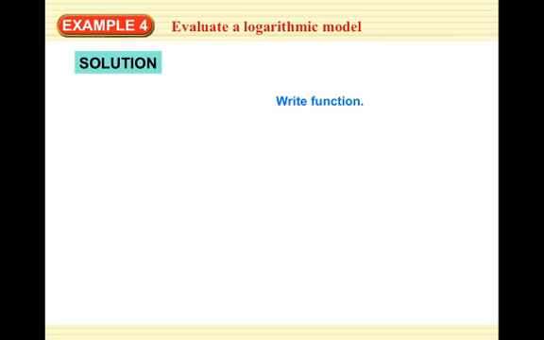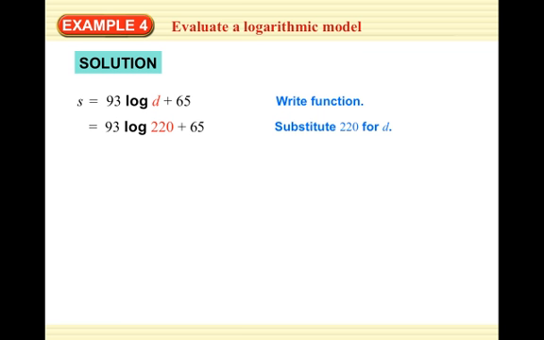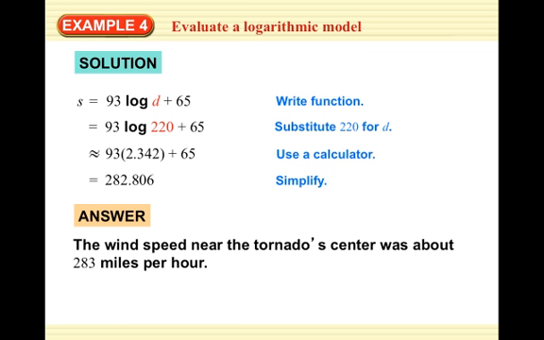Okay, so you write down your model, your function, and then substitute what we know. We know that we can substitute 220 for D, so let's plug that in. Now you could just type that into your calculator as is, or you can actually evaluate common log of 220. And so common log of 220 rounds to be 2.342, times 93 plus 65 gives us 282.806. So the wind speed near the tornado center was about 283 miles per hour because we just rounded 282.806 to the nearest whole number.